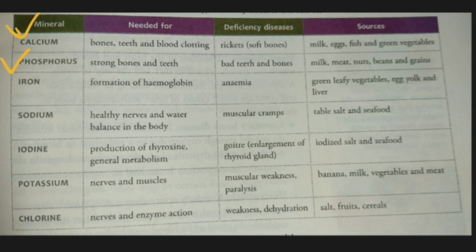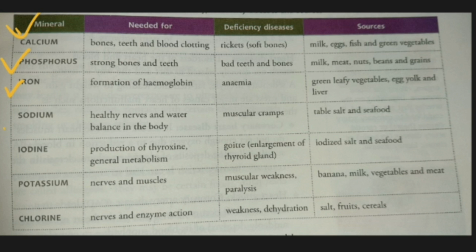The third one is iron. It is needed mainly for the formation of hemoglobin, because in hemoglobin the heme is iron and the globin is protein. The deficiency disease is anemia and the sources are green leafy vegetables, egg yolk and liver.